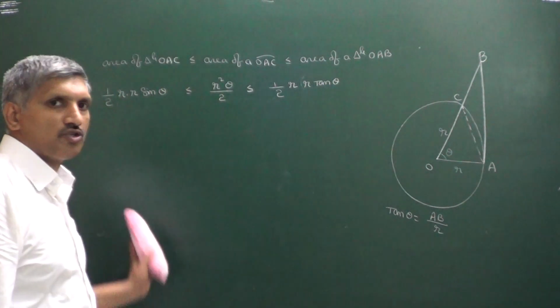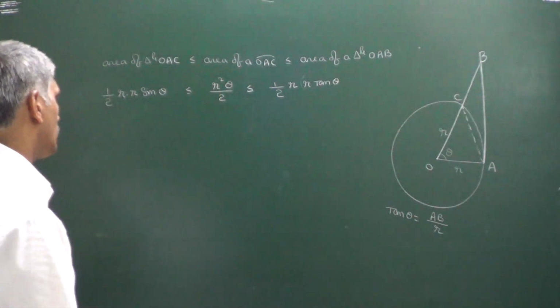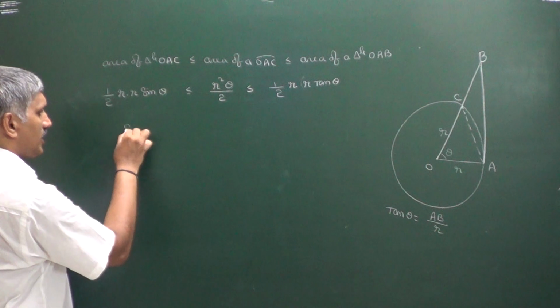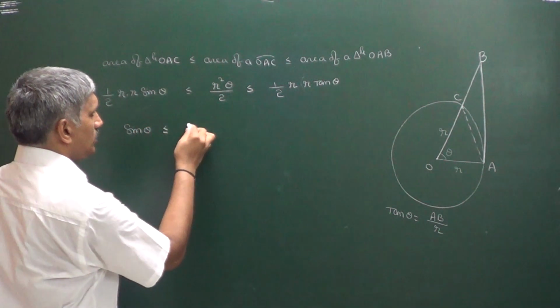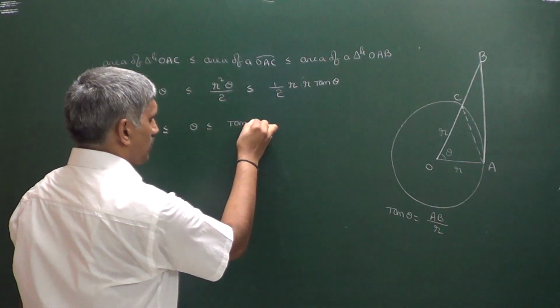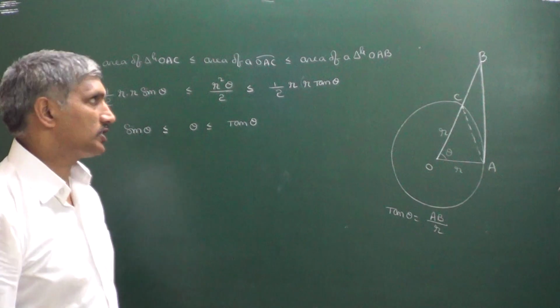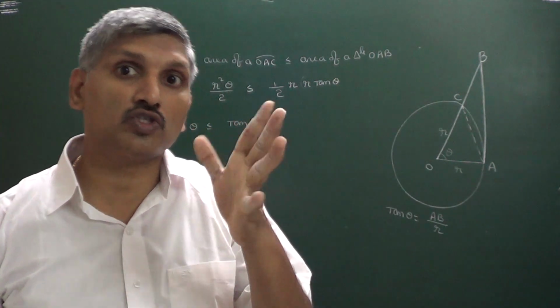You can observe that throughout the inequality, r square by 2 cancels. So cancel that r square by 2. Then we are getting sin theta is less than or equal to theta, which is less than or equal to tan theta. So we are discussing limit theta tends to 0. That means theta is very close to 0.